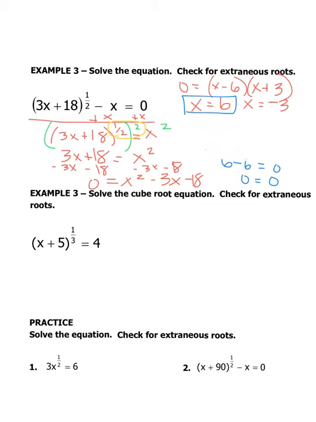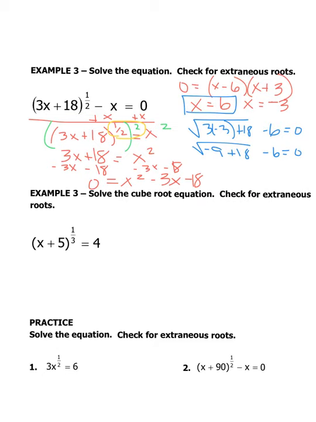Let's give it a shot here. So I have the square root of 3 times negative 3 plus 18, and then minus 6. Does that give me 0? So 3 times negative 3 is negative 9. Plus 18 minus 6, does it equal 0? Negative 9 plus 18 gives me 9. The square root of 9 is 3.